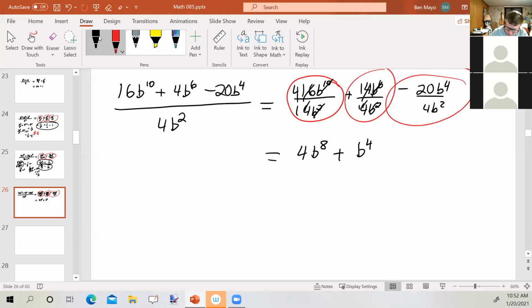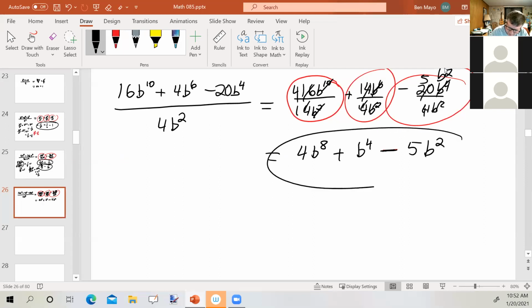And finally, the last term, minus 20 over 4 is 5 over 1. B to the 4th over b squared is b squared. So minus 5b squared. So there's the final answer. All righty. Any questions on this? A polynomial divided by a monomial.